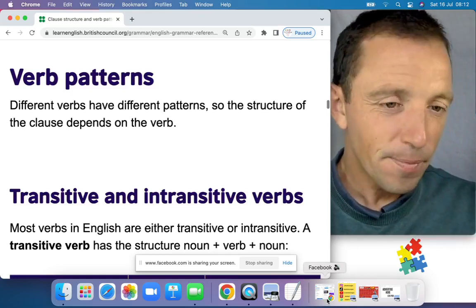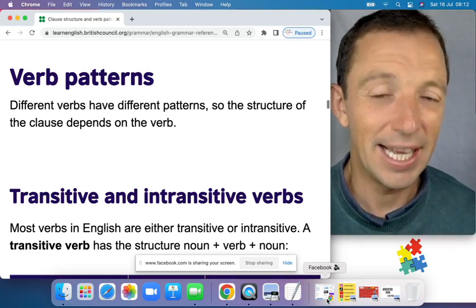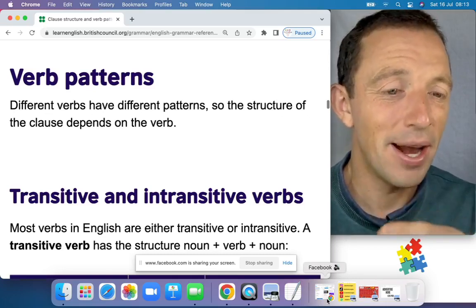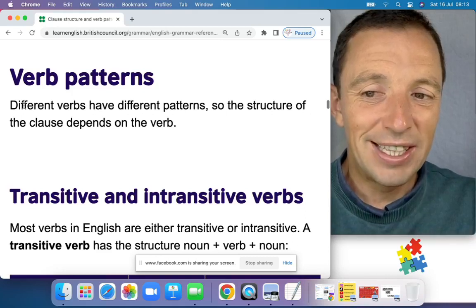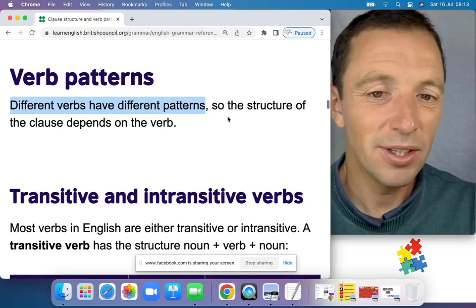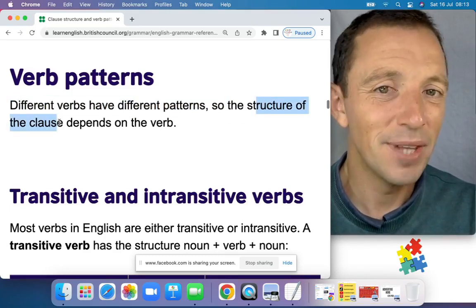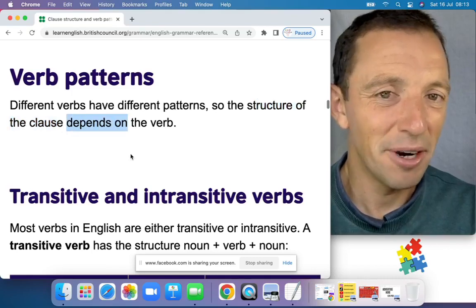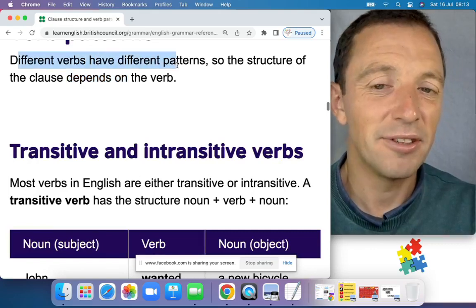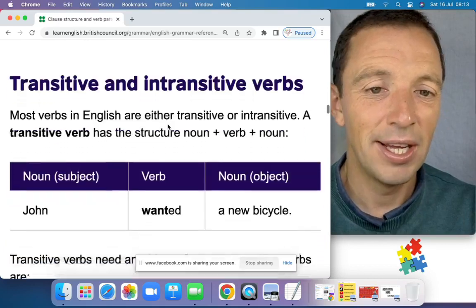Okay, let's move to verb patterns. And again, a pattern is something regular, like a routine, or something frequent in the same manner. Different verbs have different patterns. So, therefore, the structure of the clause depends on the verb. So a bit difficult. So different verbs have different patterns. Therefore, the structure of the clause depends on the verb.